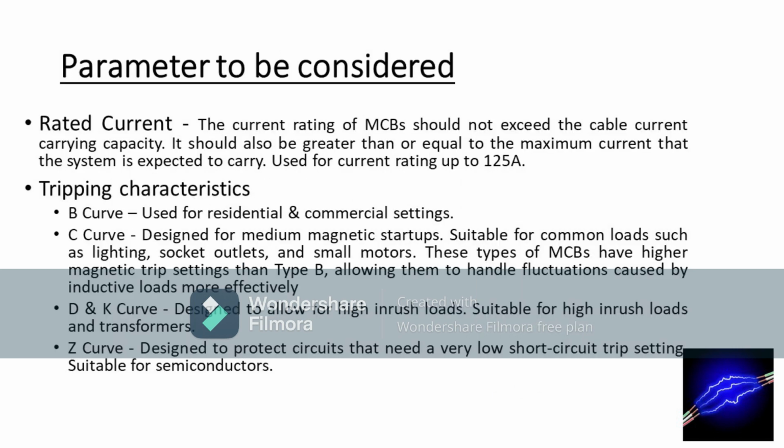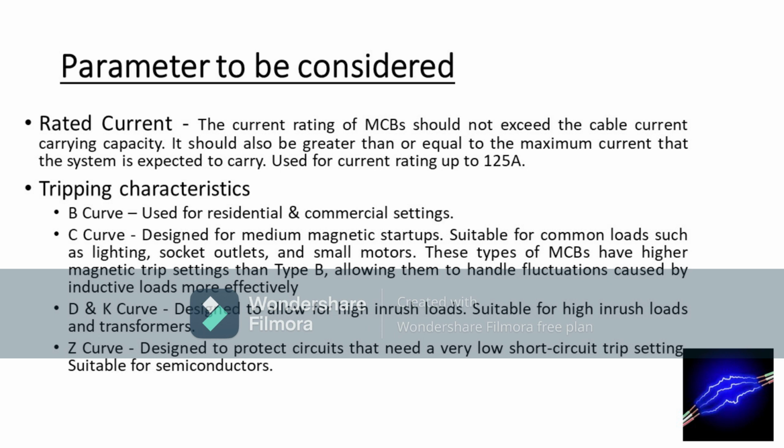Now we'll talk about the parameters which need to be considered while choosing the right MCB for our application. The first and most important point is the rated current. The rated current of the MCB should not exceed the cable current capacity. Second, it should also not exceed the rated current of your particular equipment.